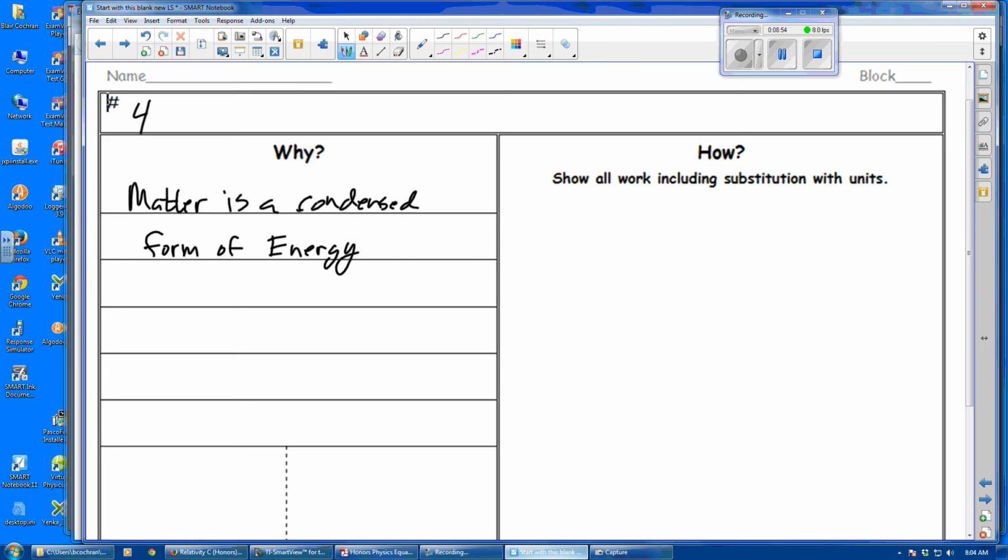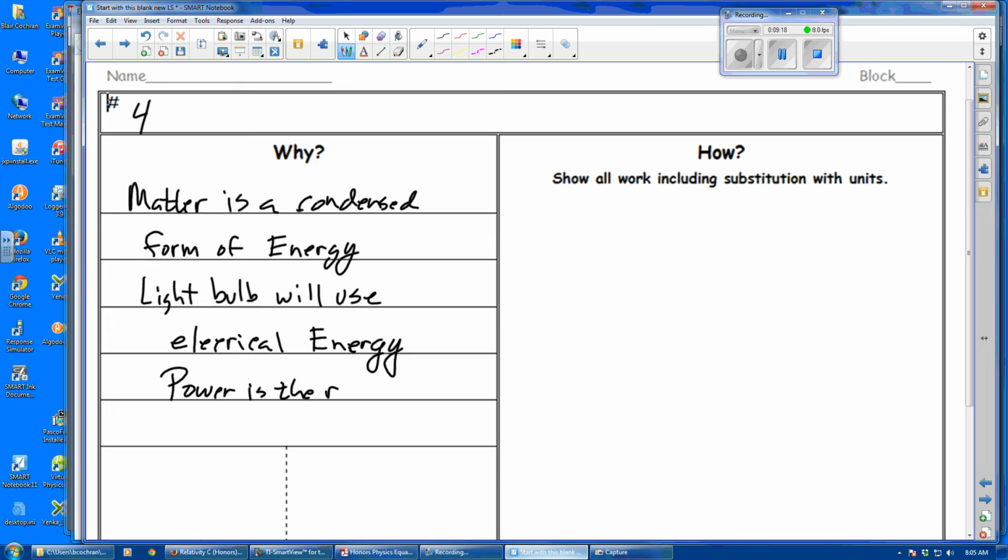And also showing that I understand power. The light bulb will use electrical energy. And power is the rate energy is being used.